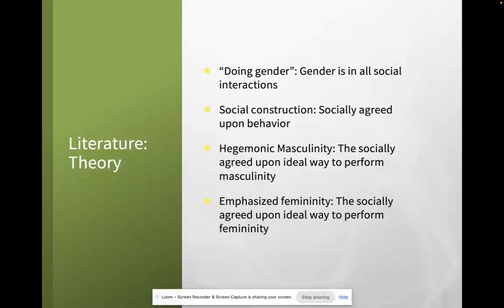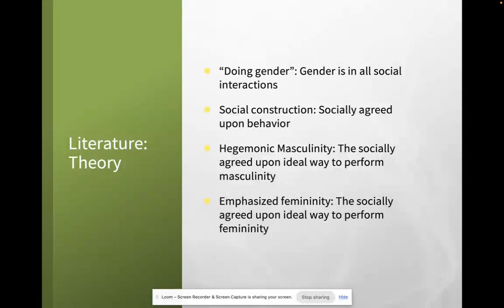All right. Continuing on with literature and theory, so doing gender is this idea that gender is in all social interactions. It's in our everyday social interactions on a sort of micro scale, and gender also impacts things on a macro scale, so sort of on that institutional level, but we can't really escape doing gender. We code things as masculine and feminine all the time in our society, and we've already talked about that a little bit, even though this is only week 3.